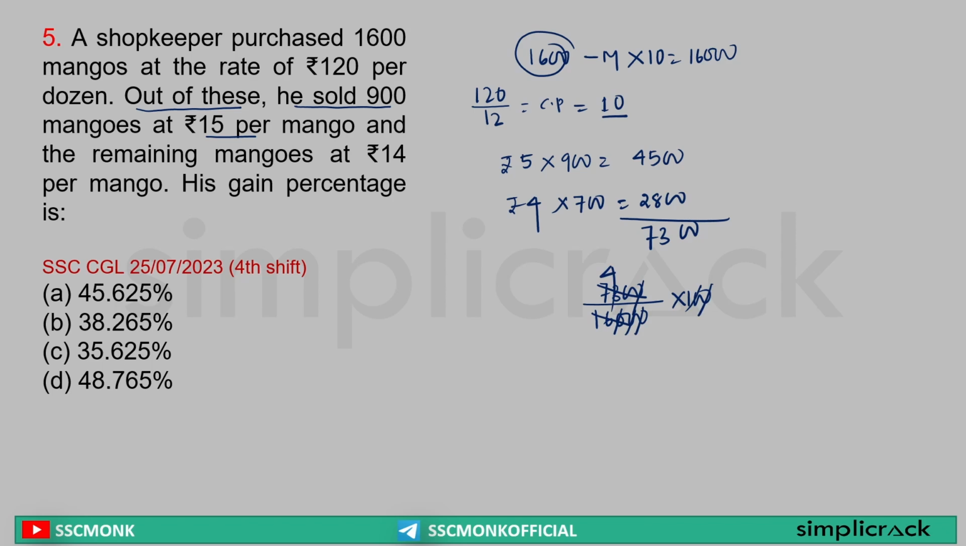16 8s will be more than 90. So 16 5s will be 80. Yes or no? So the answer will be 45 point something, and in the options only option A has that answer. Clear? I do not need to do the whole calculation. I can stop myself here and I can answer it.